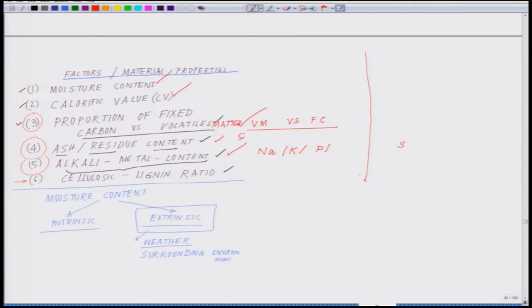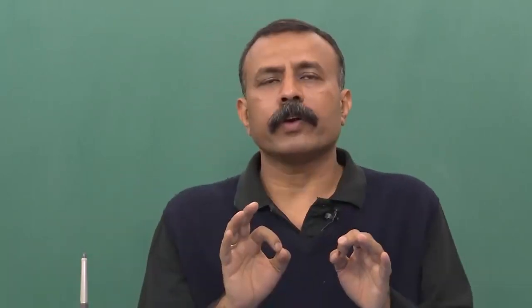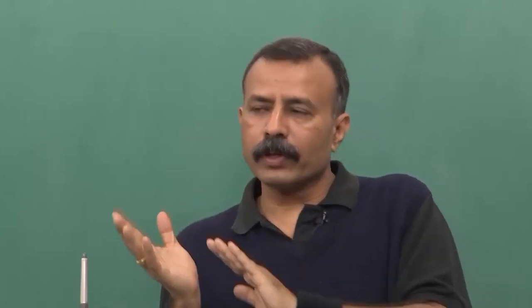So, whenever you get a material, the first and foremost thing for any biomaterial or any biomass is to evaluate these 6 parameters. Based on these 6 parameters, one decides what kind of conversion strategy can be followed, which is our next class, where we will be entering into all the conversion strategies. This is the most fundamental, just like we did in photosynthesis, the basic fundamental one has to understand. These are simple parameters: moisture content, calorific value, proportion of fixed carbon versus volatiles, ash residue, alkali metals, cellulose to lignin ratio. But unless you have knowledge of these and optimize, you will not know which conversion procedure will be the best, and you will make mistakes, okay.